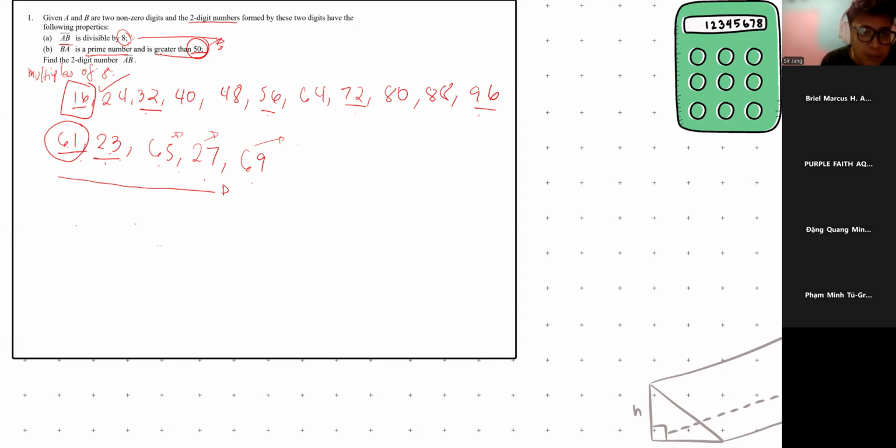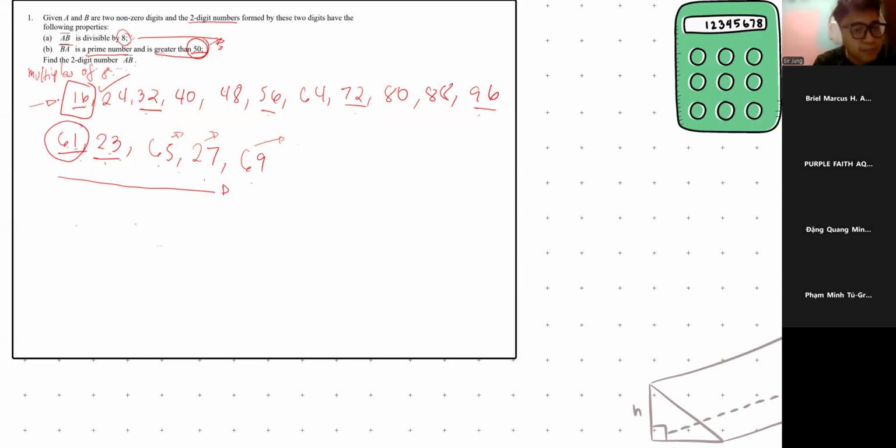Now, the problem specifically says that it is greater than 50. So since this is greater than 50, the only prime number that you can have is 61. So find the two-digit number AB, and it should be 16. And that should be the answer.